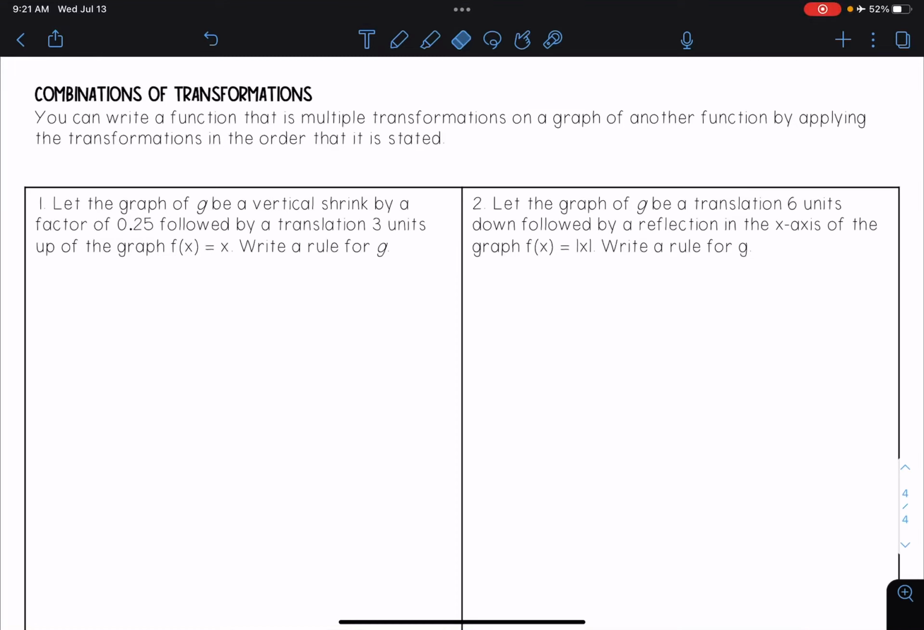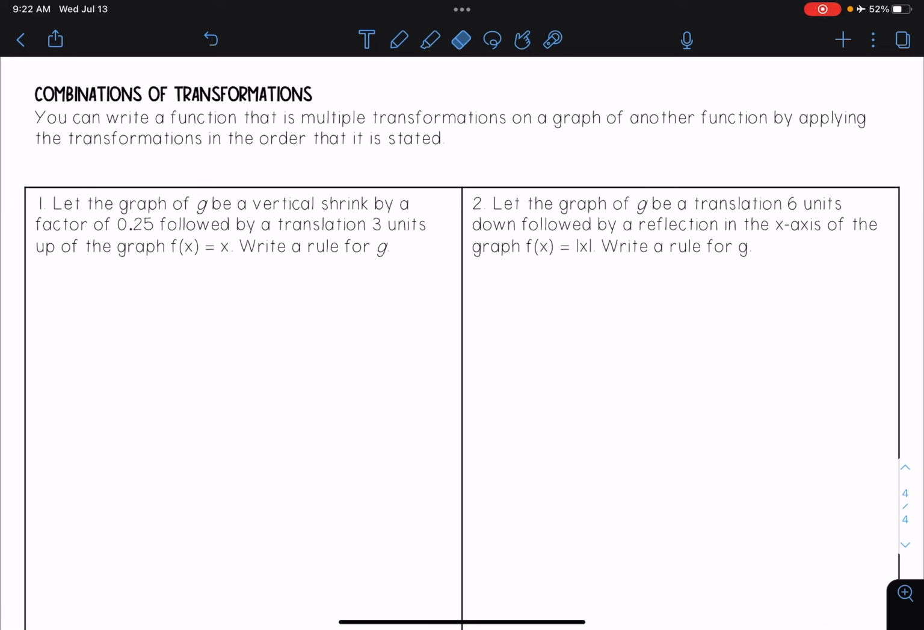For this video, we're going to be talking about combinations of transformations. So for these two problems, we're going to write a function that is multiple transformations in a graph of another function by applying the transformations in the order that it is stated.